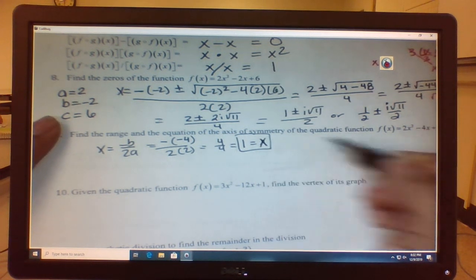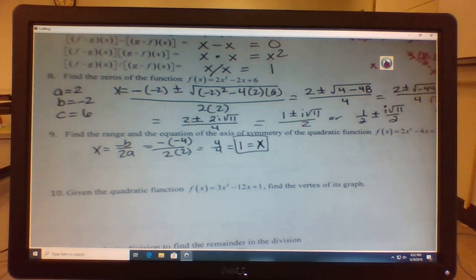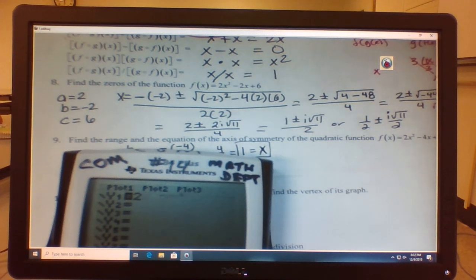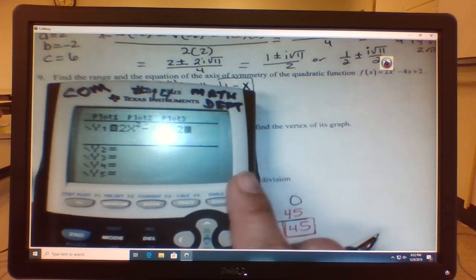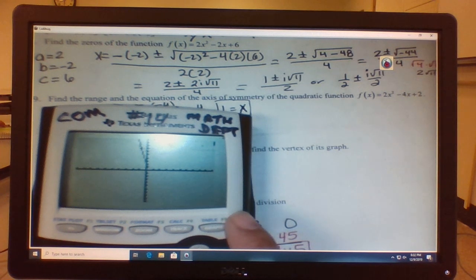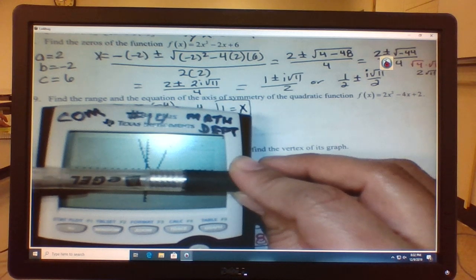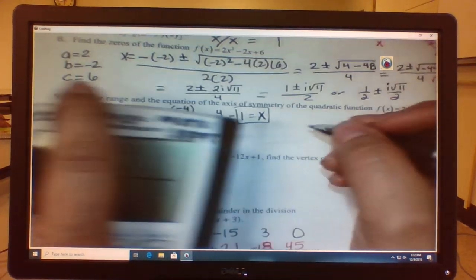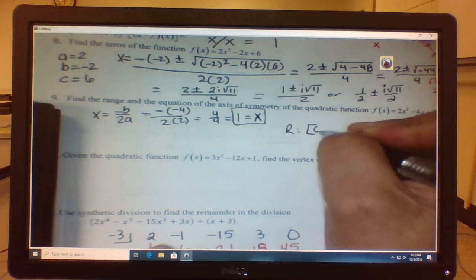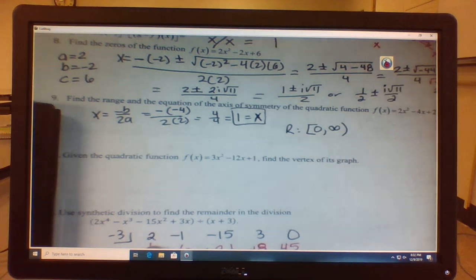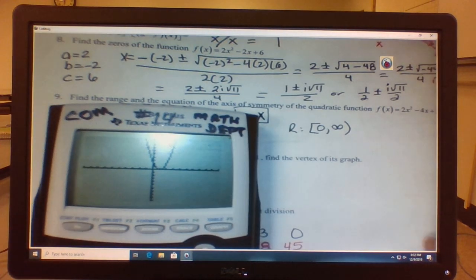The other thing it's asking for is your range. If you just graph it, you should be able to know your range. So I go to the y equals, and I have 2x squared minus 4x plus 2. I graph it, and this graph starts when y is what? What is y here? So it goes from 0 to infinity. Your range is 0 to infinity. Once again, just by looking at the graph.